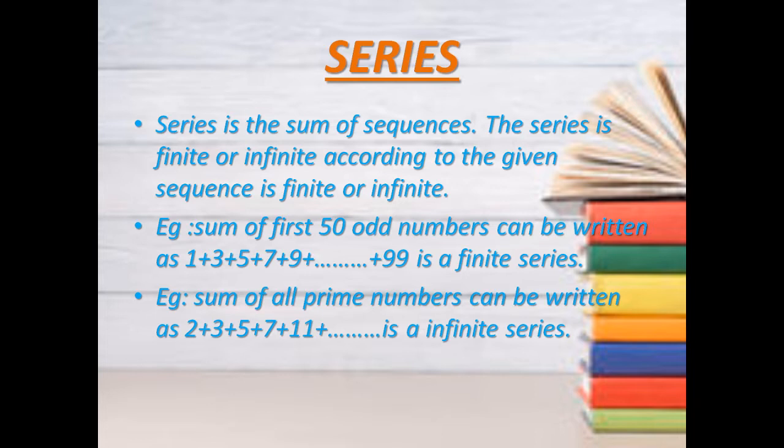Let us understand what an infinite series is by taking another example. Sum of all prime numbers can be written as 2, 3, 5, 7, 11. These are the prime numbers. The sum of all the prime numbers can be written as 2 plus 3 plus 5 plus 7 plus 11 plus and so on up to infinite terms. Then this type of series is known as an infinite series. I hope everyone understood this also.